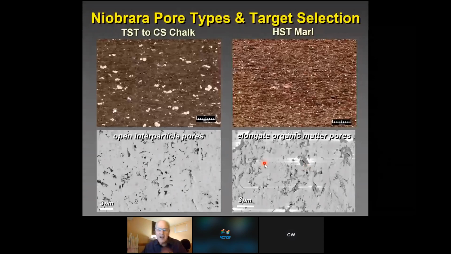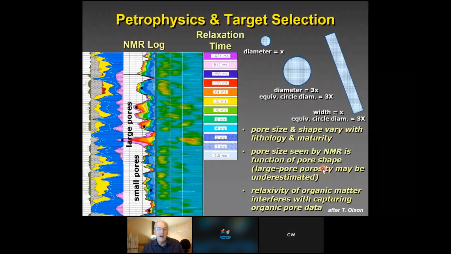So I'm still stuck. Do I want to go for the brittleness? Do I want to go for the high TOC, where I still have a pretty good amount of carbonate material? Well, let's go into a little more detail. Maybe NMR can help us. So here's my nuclear magnetic resonance logs. And I'm not a petrophysicist, so I had to rely on my friendly petrophysicist, Terry Olson.